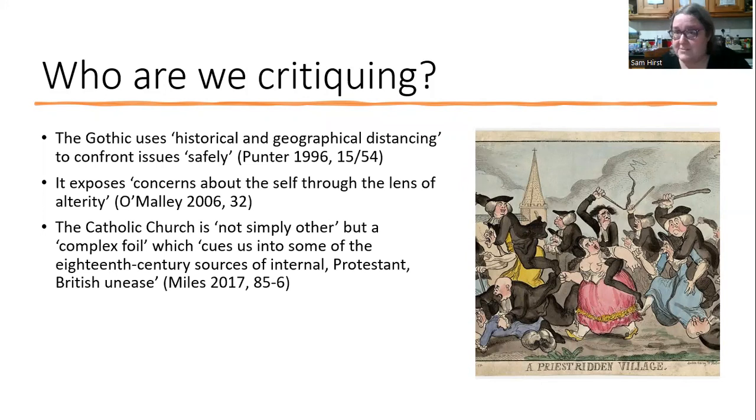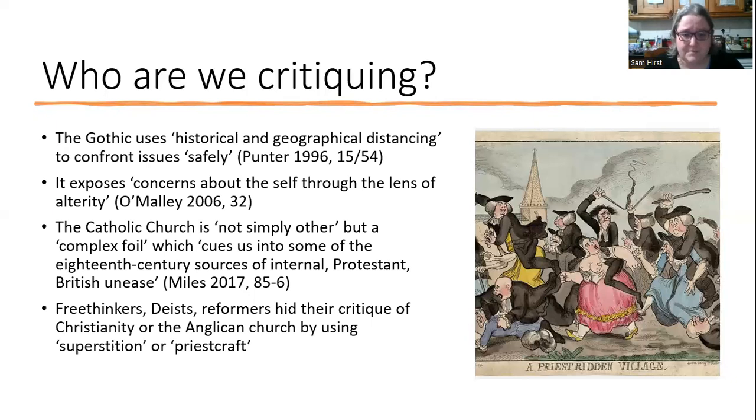And although not all texts are written by Anglicans, we are seeing this idea that the Catholic Church is not simply other, but a complex foil which cues us into some of the 18th century sources of internal Protestant British unease, and also specifically unease within the Church of England itself. It's worth noting here that there is a long-standing tradition in the 18th century of coding your broader critique of the Church and/or Christianity through using terms associated with Catholicism, such as superstition or priestcraft, and this occurred in the work of freethinkers, deists, reformers, atheists, many people. So this is a long-standing practice.